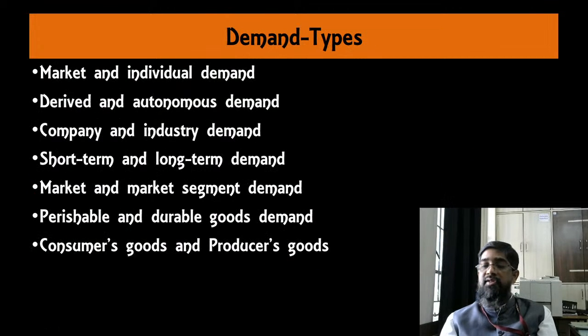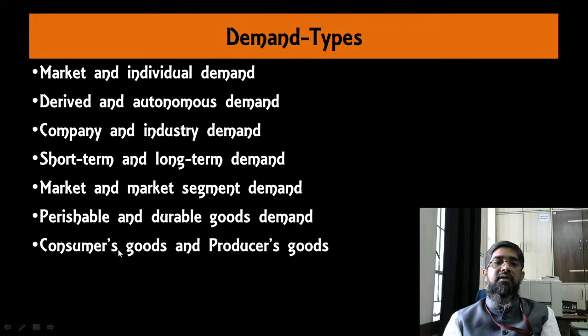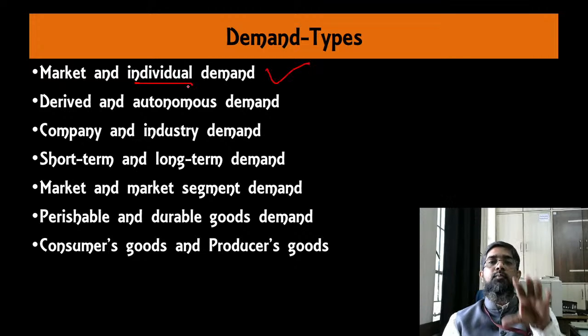Now moving on to demand types. There are different types of demand, students. Let us quickly see these different types of demand. So first one is market demand and individual demand. Right, individual demand means per person demand.